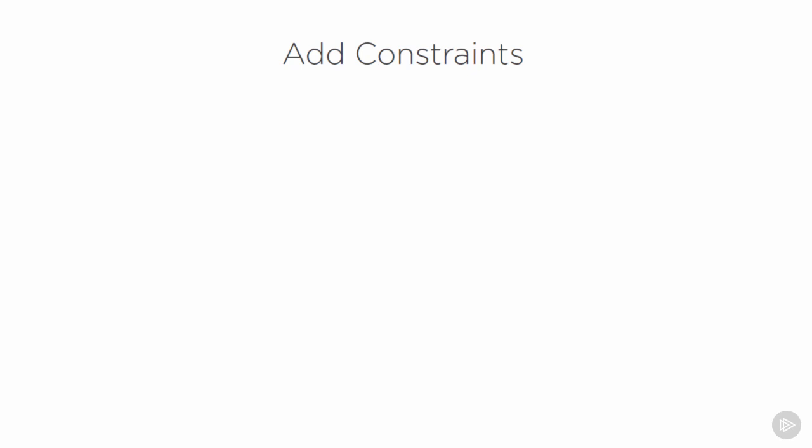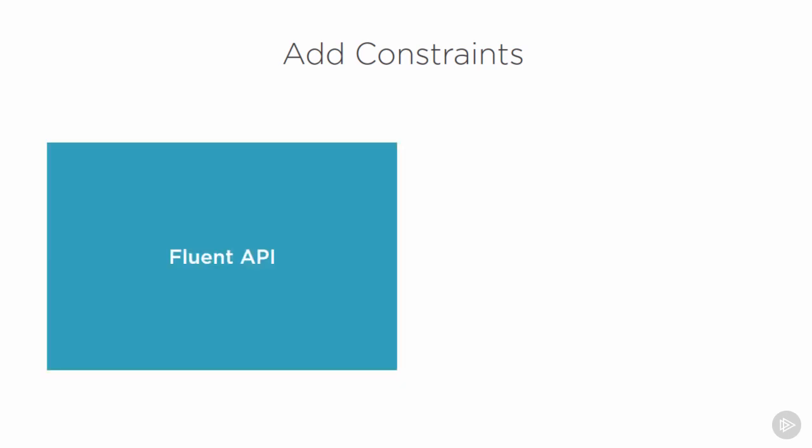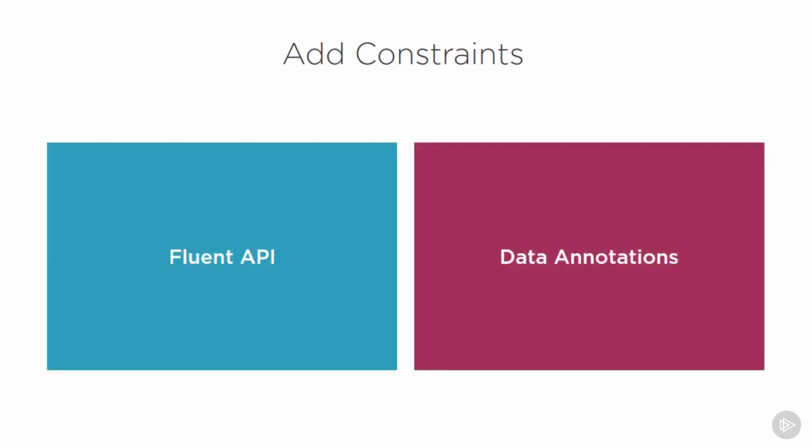Entity Framework has two ways for you to add constraints to your model. You can use the Fluent API, or you can use data annotations. The Fluent API keeps your model class very clean. You don't have to add any attributes to your model class. You configure everything with a Fluent interface. On the other side, with data annotations, you add attributes to the properties of your model class.